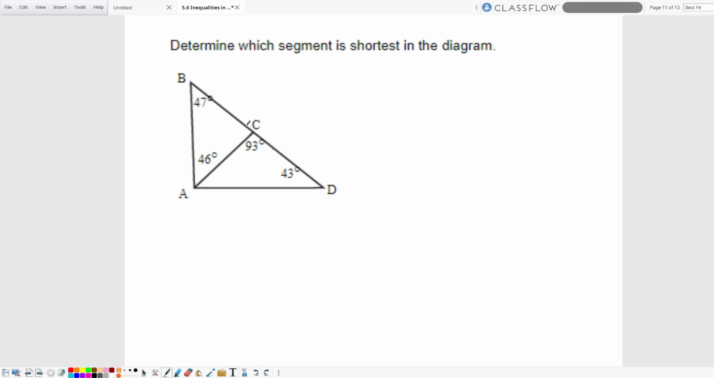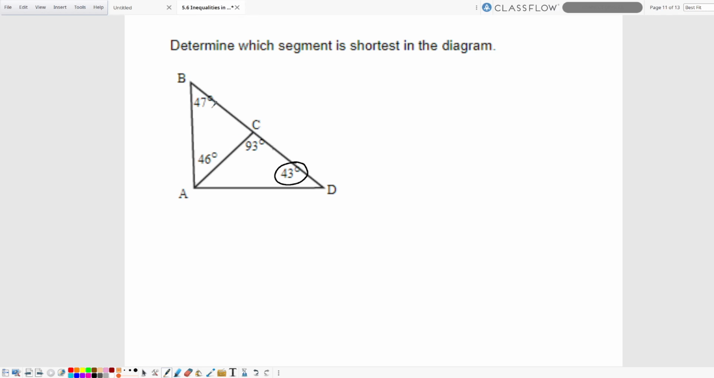So I want to go over this example in which we want to determine which segment is the shortest in the diagram. The immediate reaction to this problem would be to quickly jump to the assumption that, because 43 degrees is the smallest angle in this diagram, AC has to be the shortest side. But as Lee Corso says, not so quick, my friends.